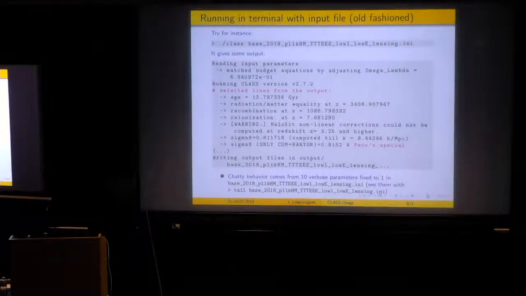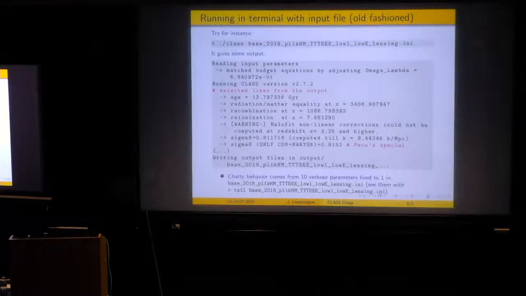Why do we have all this chatty behavior? Maybe we don't want this chatty behavior because maybe we want to run class in a big loop and we don't want our output to be polluted with hundreds of lines. So there are verbose parameters in class, and there is one per module. You can choose them independently. And in this file, the verbose parameters of all modules were fixed to 1, which means give only the most useful information. You could have fixed it to 0, you would get no output, or 2, 3, 4 to get more and more information useful for debugging.